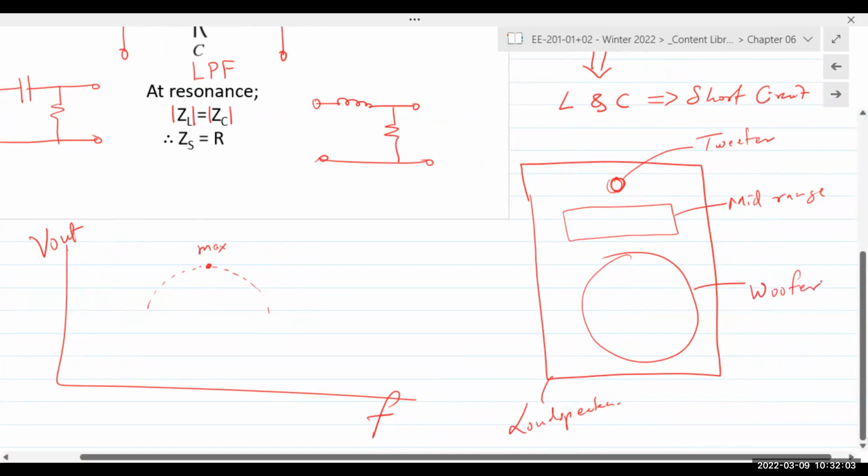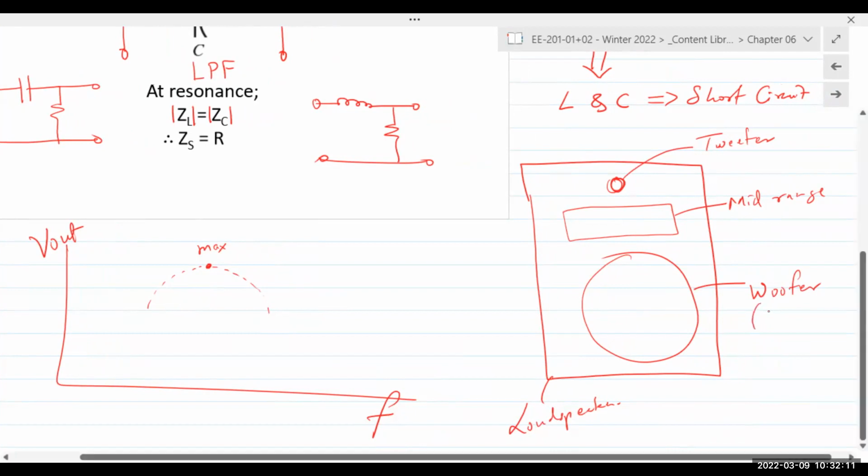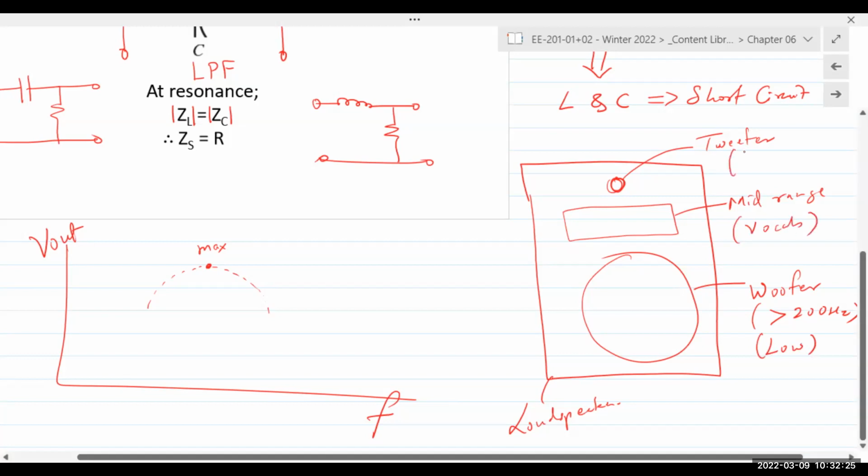Subwoofer would be even lower, because it reproduces sub frequencies, sub as in under. So a woofer would typically reproduce frequencies that are higher than 200 hertz, which is on the low end, the loud thumping noises. So these reproduce low frequencies, the bass sounds. Mid-range is for vocals, and the tweeter reproduces high frequencies.